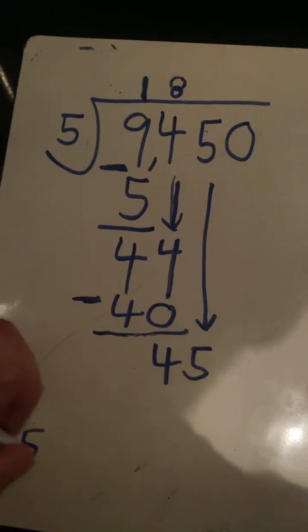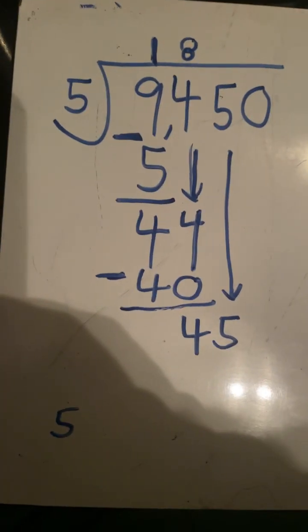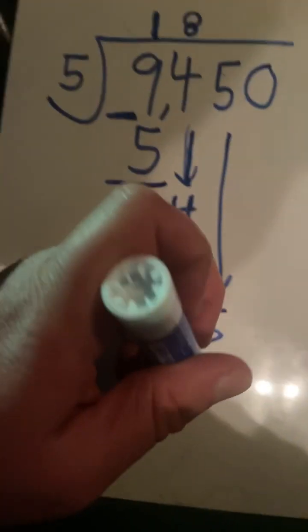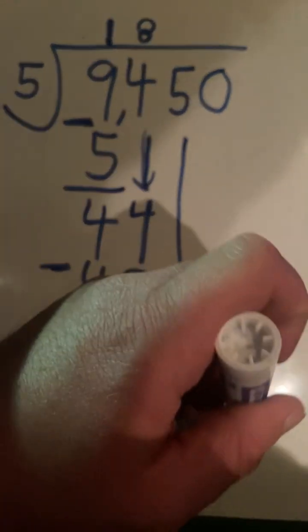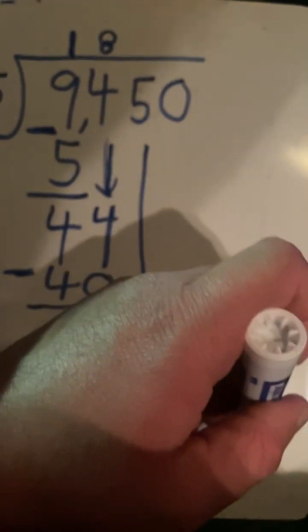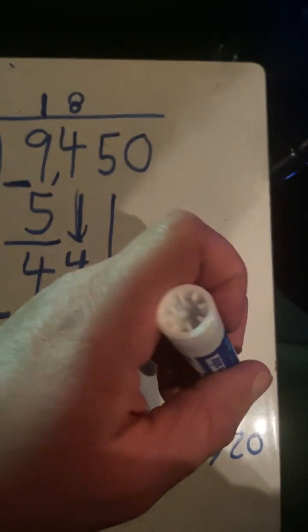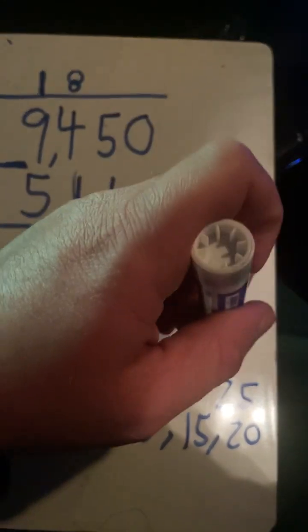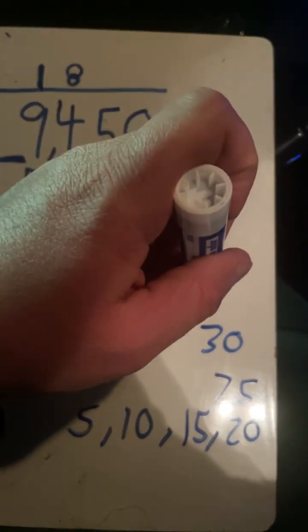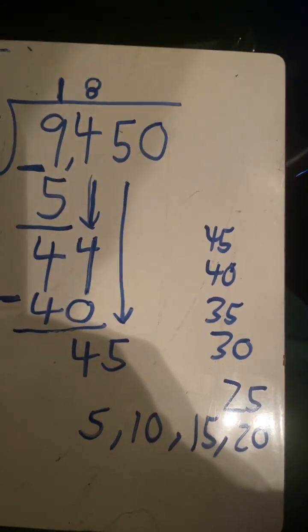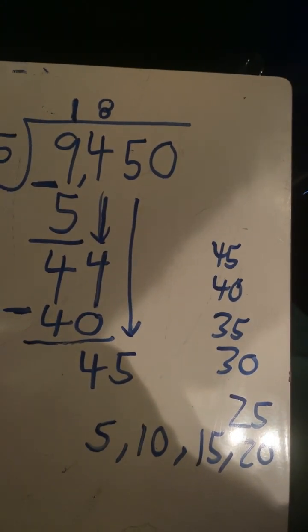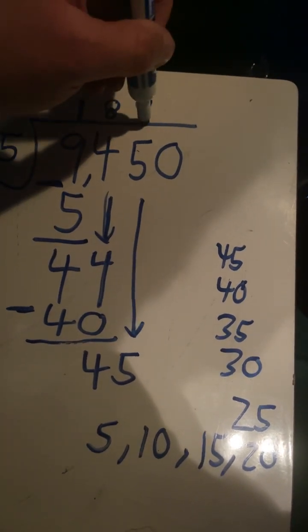counting by 5s again. 5, that's one group. Hard to see. You know what? Hang on. 5, that's one group of 5. 10, 2 groups of 5. 15, 3 groups of 5. 20, that's 4 groups of 5. 25, 5 groups of 5. 30, that's 6 groups of 5. 35, that's 7 groups of 5. 40, we're at 8 groups of 5. And 45, we are at 9 groups of 5. So 45 divided by 5 equals 9.